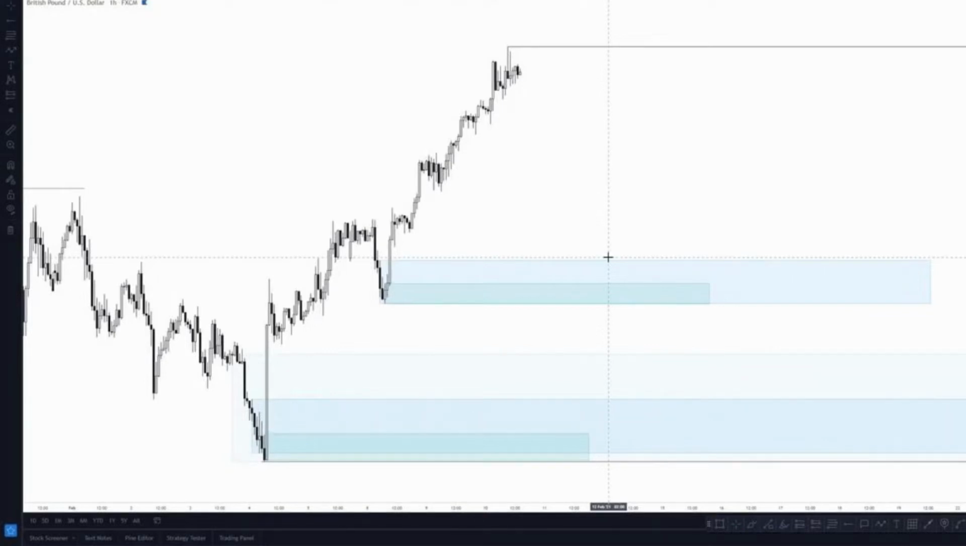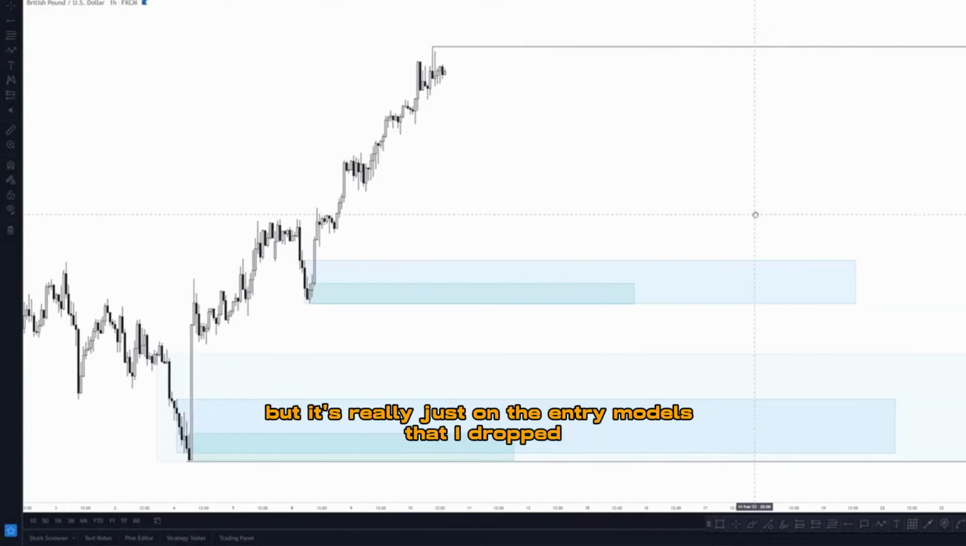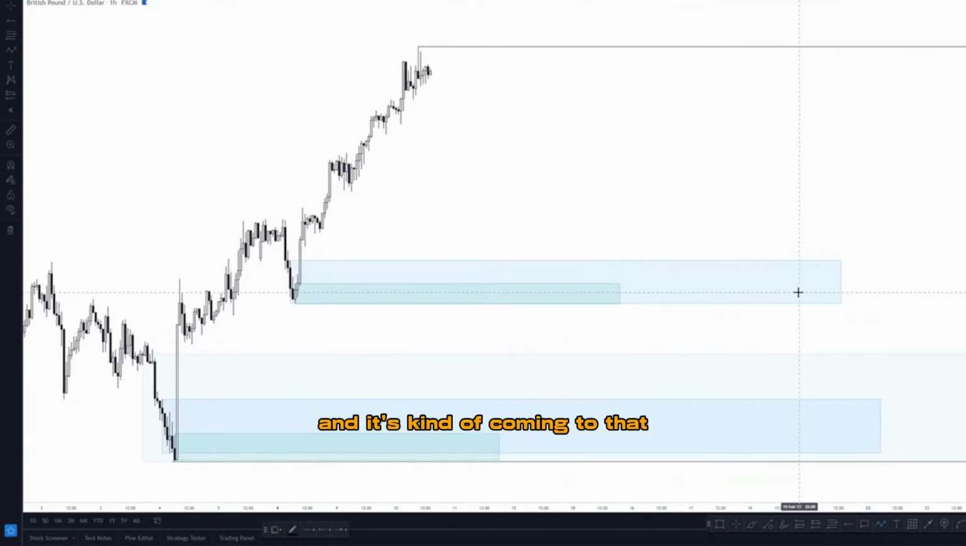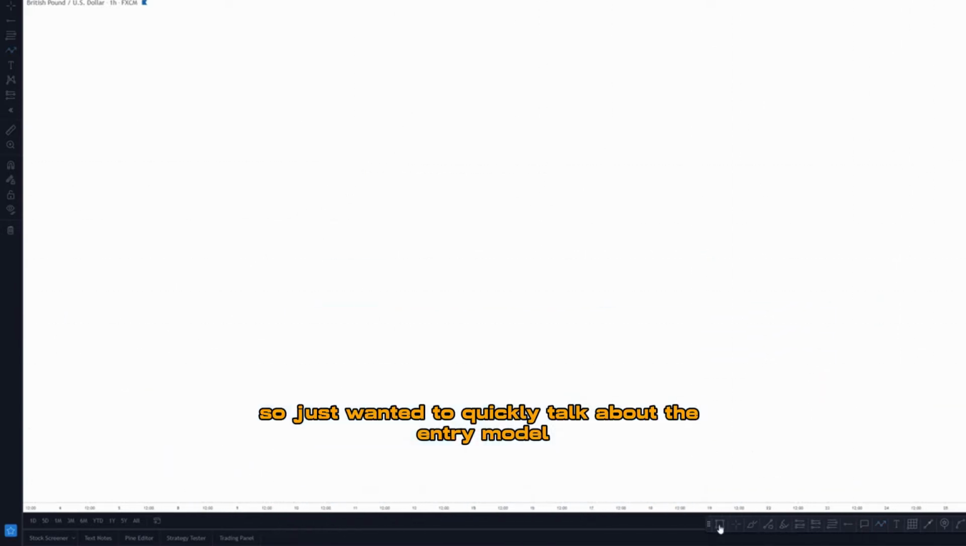One thing I wanted to talk about, which probably should have been mentioned in the Aussie dollar video, is really just the entry models that I dropped. Again, I'm not very good at names, and it's kind of coming to that. So I just wanted to quickly talk about the entry model.